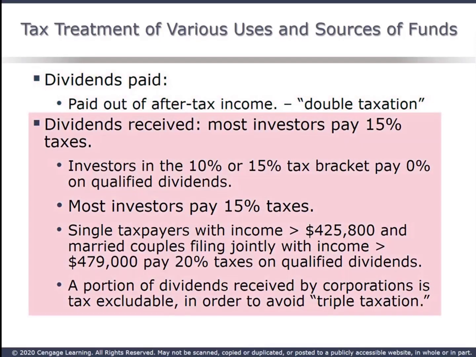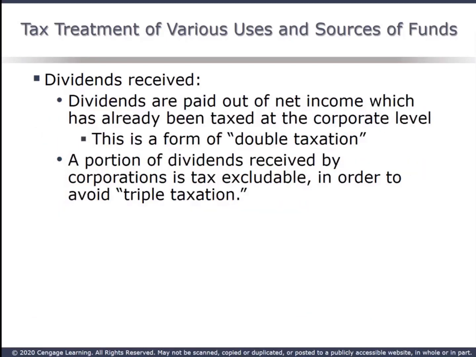Dividends received are generally taxed. In the 10 to 15% bracket, no tax. Middle brackets, 15%. High tax brackets, 20%. Dividends are double taxed. First, they're taxed at the corporate level, and second, they're taxed at the individual level. If a firm owns a non-controlling interest stock in another firm, dividends on that stock may be tax exempt.